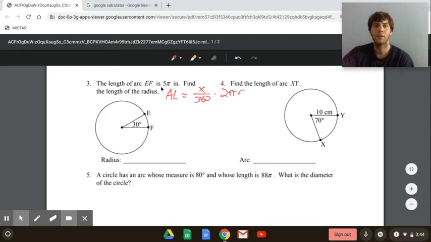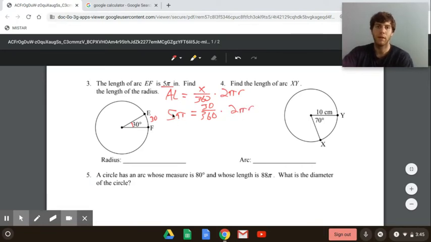Okay, but they're giving us the arc length. They tell us the arc length is 5 pi inches. Okay, we also know that the central angle is 30 degrees, so the measure of arc EF is 30 degrees. So it's going to be 30 divided by 360, and then times our circumference, which is 2 pi r. Right, and then we just have to solve for r.